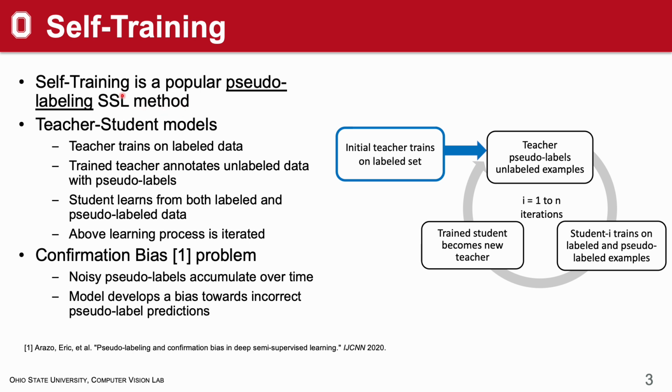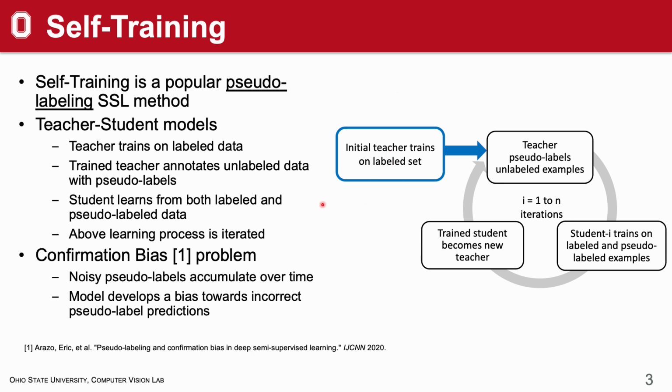Self-training falls under a popular category of semi-supervised learning techniques called pseudo-labeling. These models are generally trained in a teacher-student fashion, where an initial teacher model is trained on the small labeled subset and is then used to generate pseudo-labels on a large unlabeled dataset. We then train a student model on the combined set of both labeled and pseudo-labeled examples. We then use this trained student model as the teacher model for the subsequent iterations of self-training, where the same process is repeated multiple times to improve the quality of pseudo-labels.